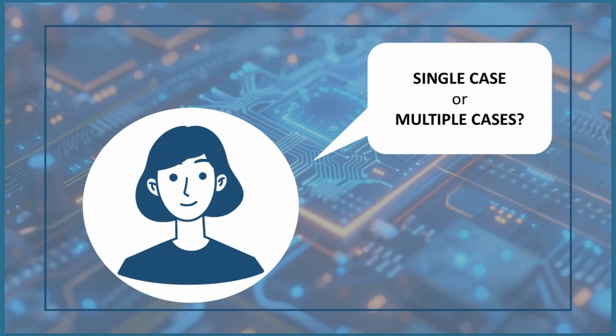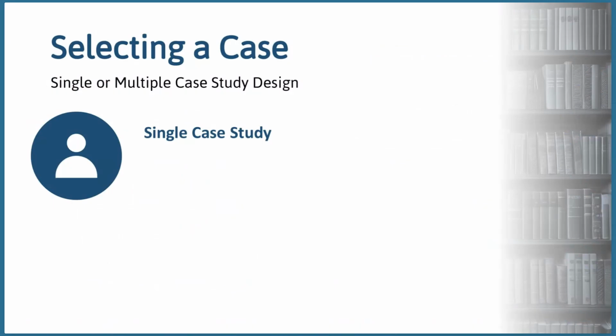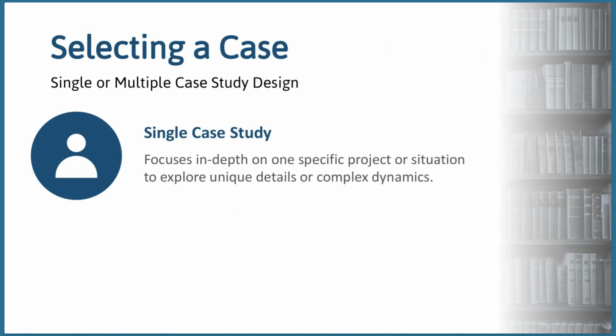So, to get started on the case study of the Tech Skills Advanced Manufacturing Initiative, we first need to think strategically about case selection. The goal is to choose cases that align with your evaluation questions and can generate useful, actionable insights. One of the first things to consider is whether to study a single case or multiple cases. A single case study takes a close look at one specific project or situation. It's a good option when you want to really understand a unique or complex case in depth.